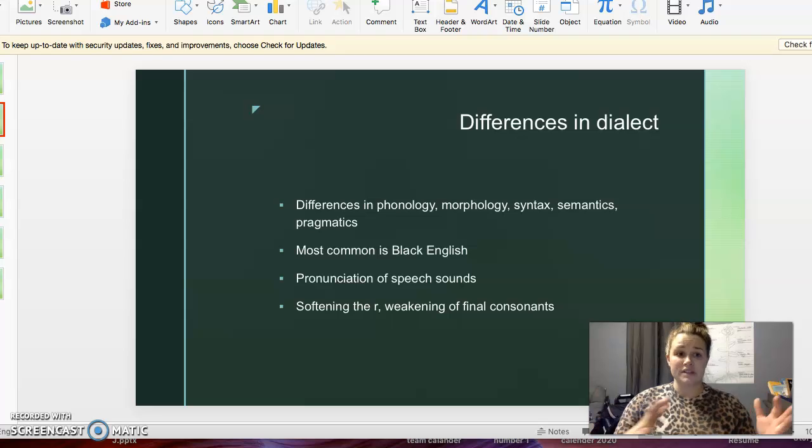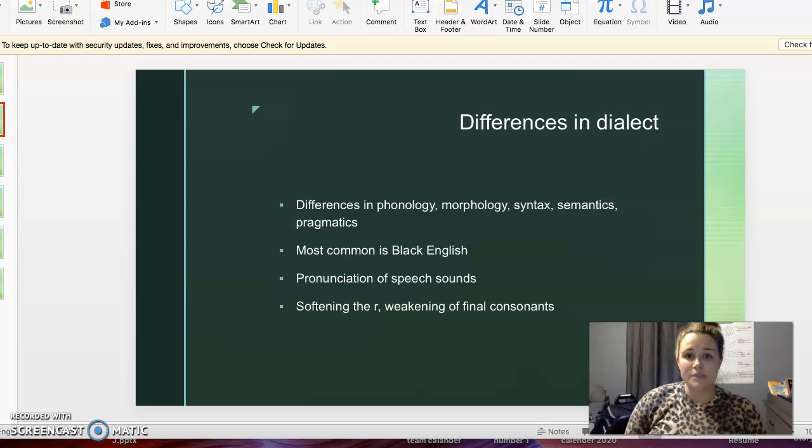This is completely different from mainstream English. They pronounce things a little different. They soften the R. They weaken the final consonants. So this is something that a lot of teachers should kind of be aware of. And typically their pronunciation is a lot different. They still know a lot of the same words, but it's going to be how they pronounce those words. And it could also be their understanding of it as well.